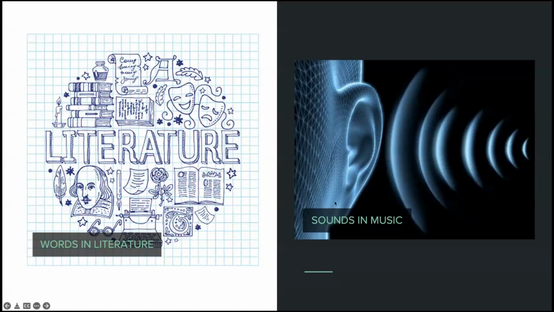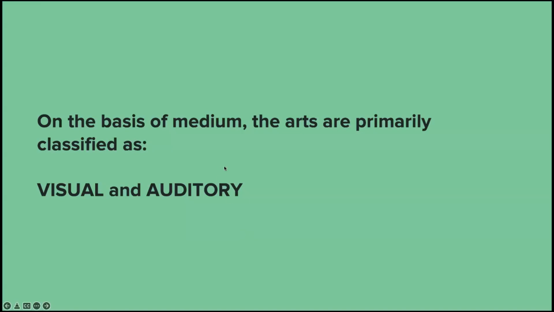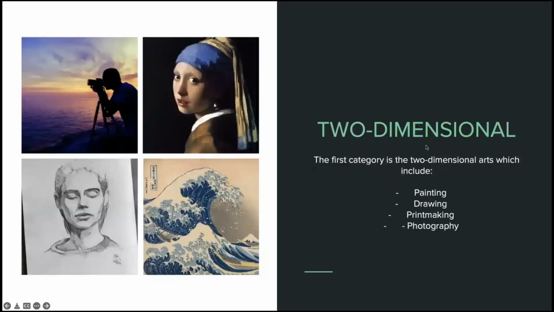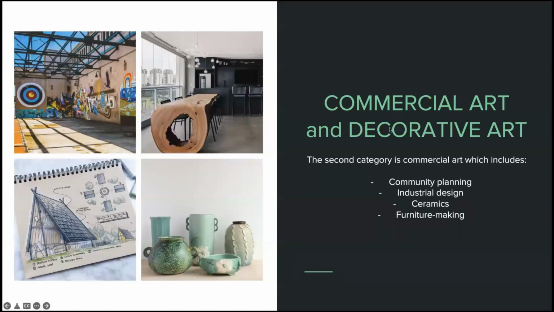Again, as I mentioned, after discussing this, we will relate these mediums later to the artist and the technique. But for now, let's classify this medium into 2, which are called the visual and the auditory. Under visual, we have 2 classes. But first, the visual spaces are those whose mediums can be seen and which occupy space. These are grouped into 2 when we talk of visual arts: the 2-dimensional, and then the commercial art and decorative art.